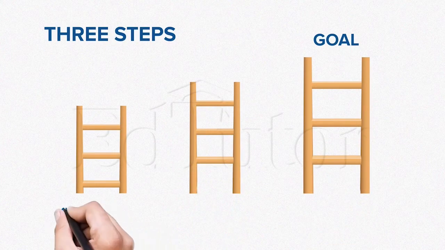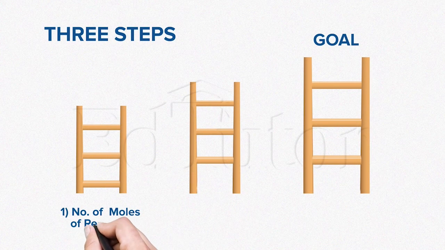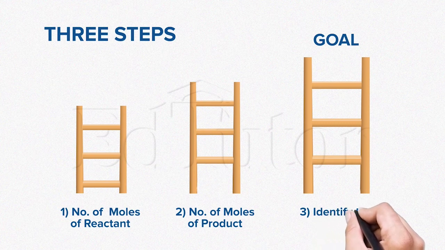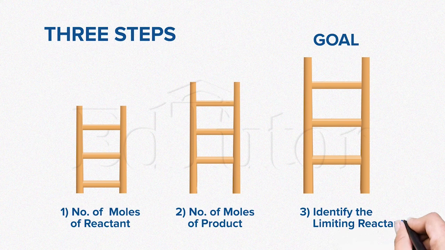The first step is to calculate the number of moles from the given amount of reactant. The second step is to find out the number of moles of the product using the balanced equation, and the third and the final step is to identify the reactants that produce a lesser number of moles or amount of the products.